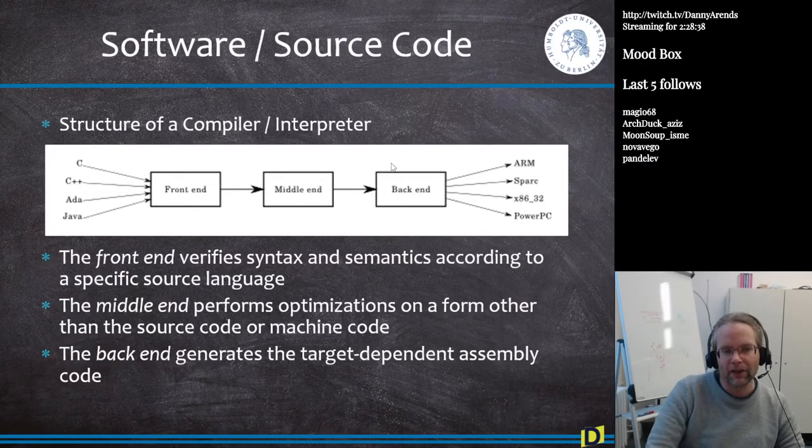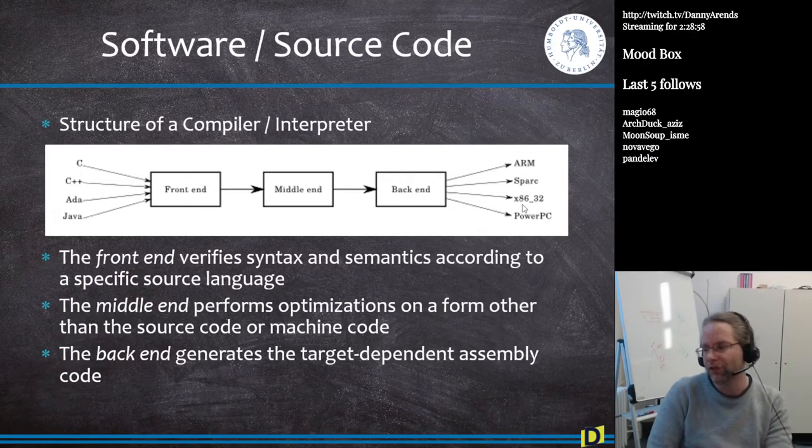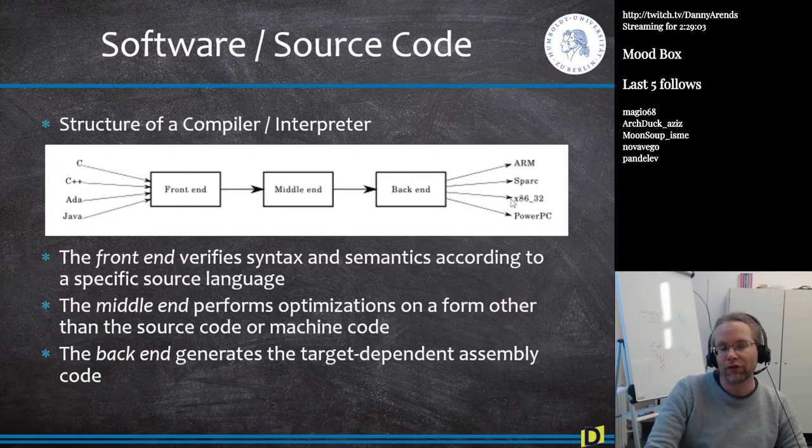And then you have the back end, and the back end generates the machine dependent or the target dependent assembly code. So this is the code that your computer can understand. Of course, different PCs, different CPUs have different types of instructions that they use. Like modern computers, they use 64-bit instructions, or 32-bit instructions if you have a relatively old computer. But if you're compiling stuff for your smartphone, then this is an ARM machine, so a RISC machine. So that has a completely different language.